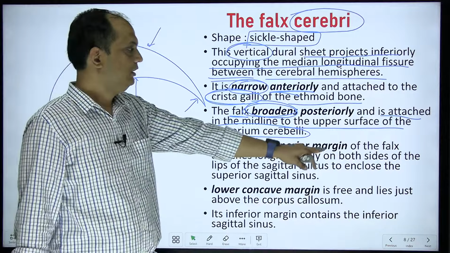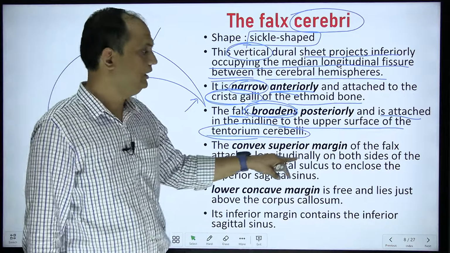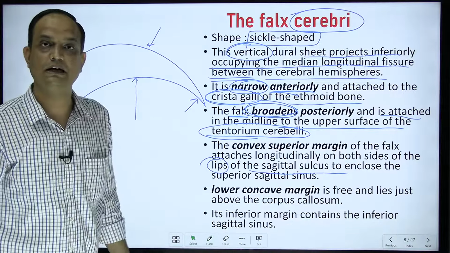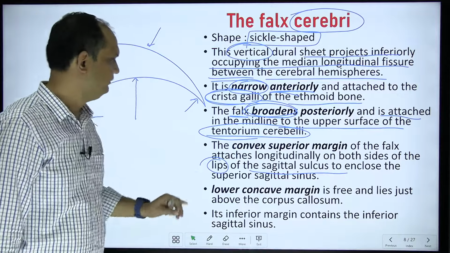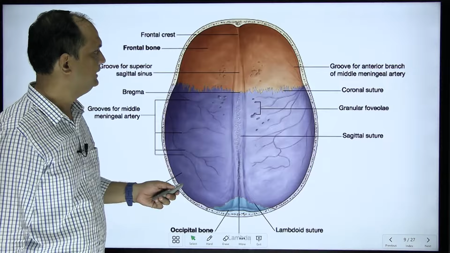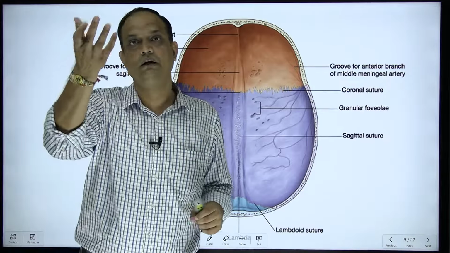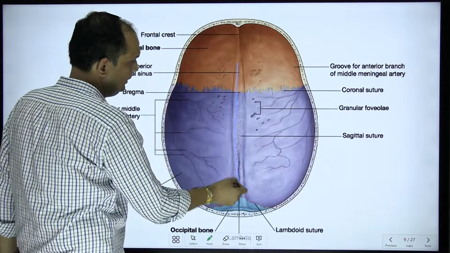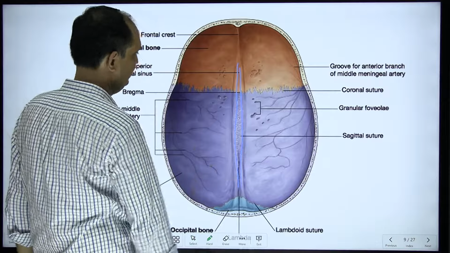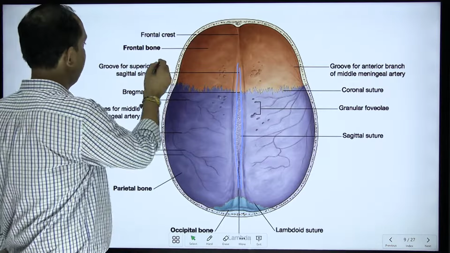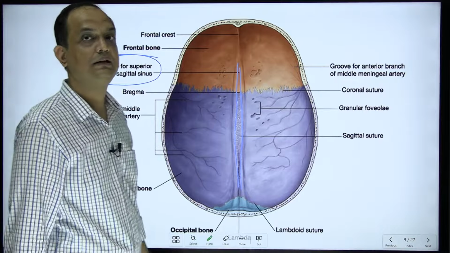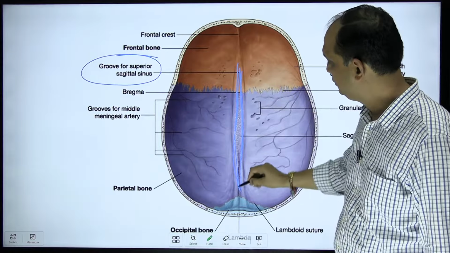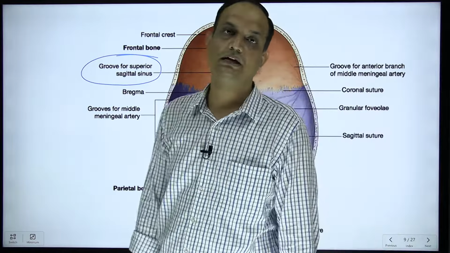The convex margin of the falx attached longitudinally on both sides of lips of sagittal sulcus to enclose the superior sagittal sinus. Ye kya cheez hota hai? Now, where you will find this component? Now, when you will see the inner side of the cut part of the cap of skull. Agar aap is cap ko kaat ke, when you will see from the inner side, aapko yahaan pe ye vertical depression dikh raha hai. Now, this vertical depression is known as groove for superior sagittal sinus. What is this? This depression, this broad area, is known as groove for superior sagittal sinus.